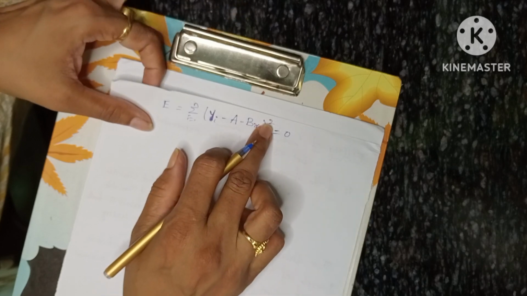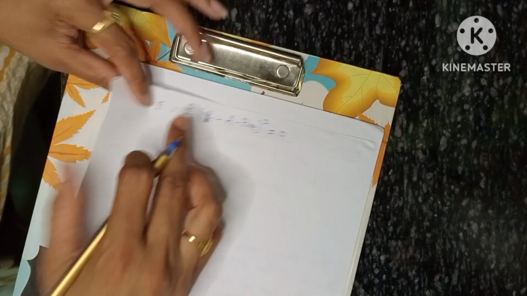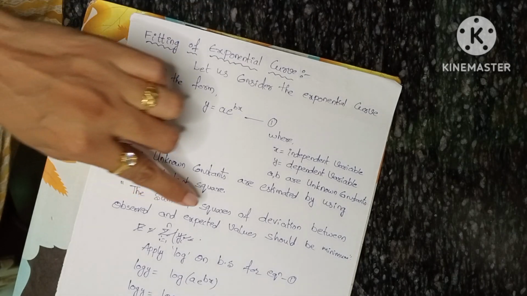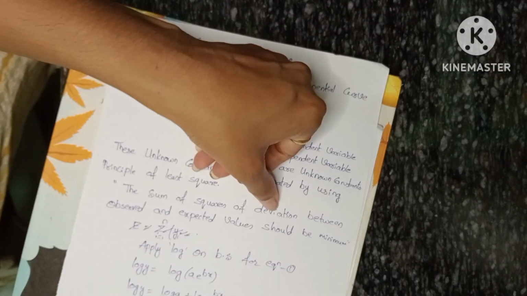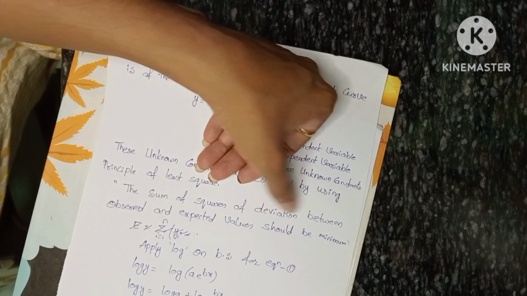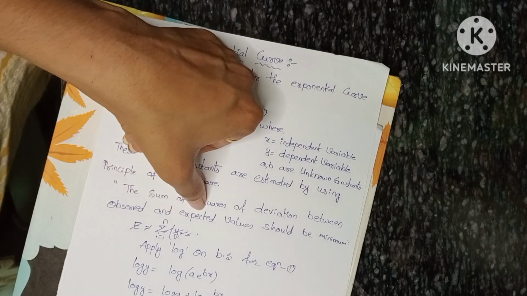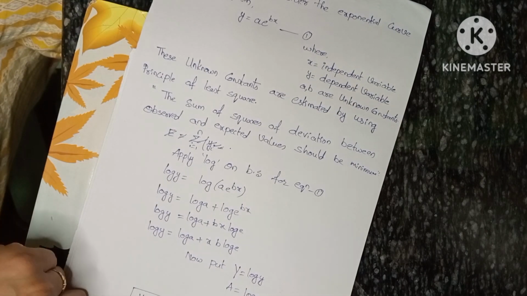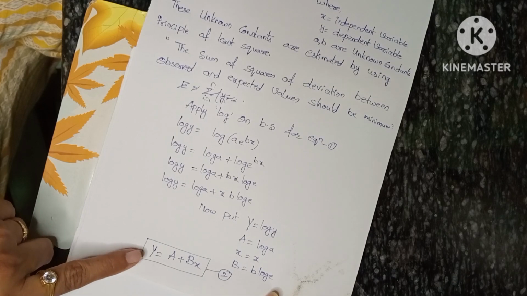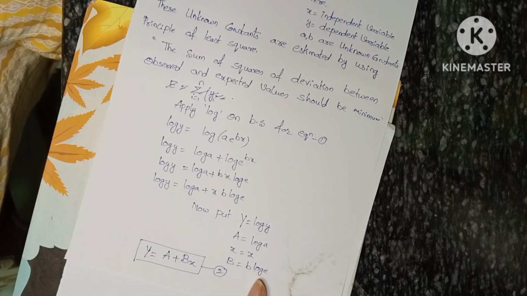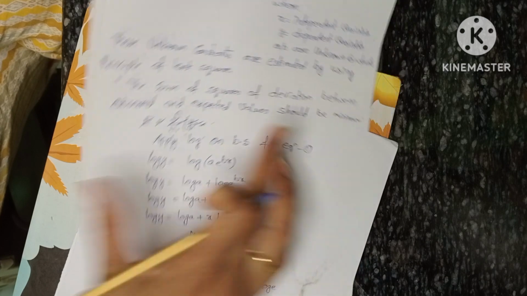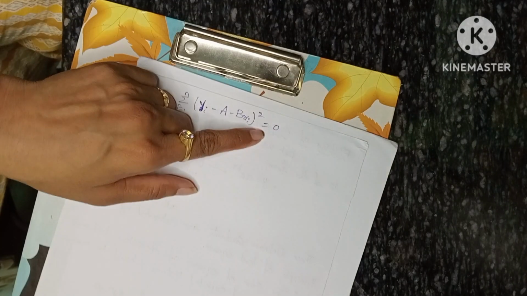Why have I kept square and summation here? See, sum of squares: sum means summation, square means I have kept a square. Deviation means the difference between observed and expected. Observed is this one, expected is this term. Between these two terms we have to take the minimum. So that's why here we kept 0.